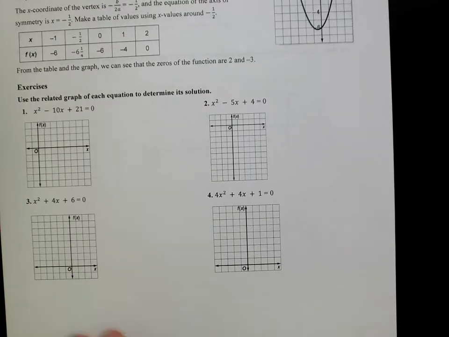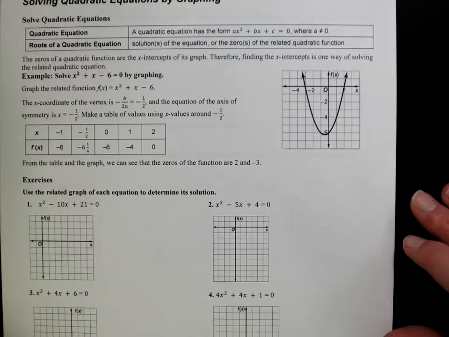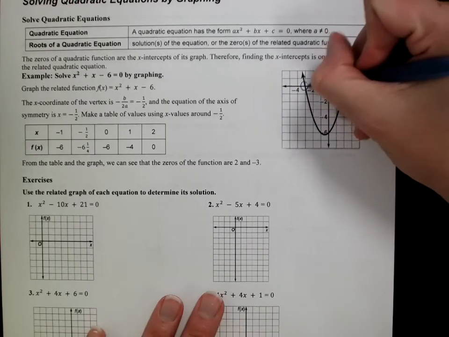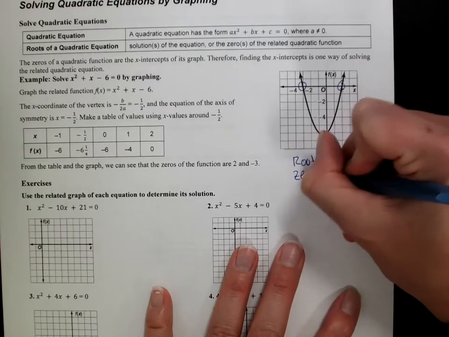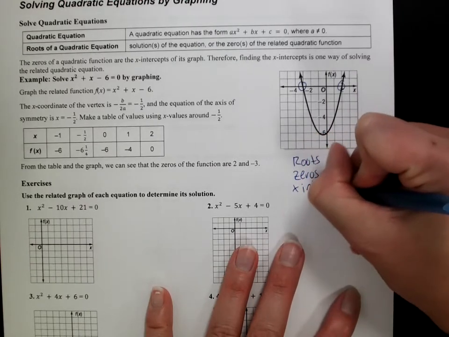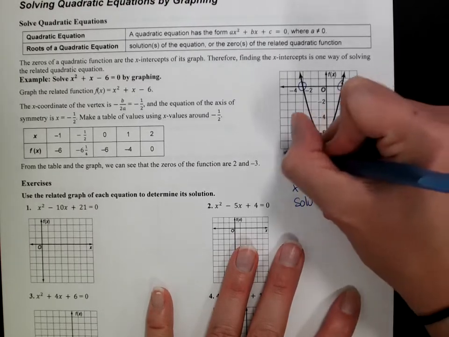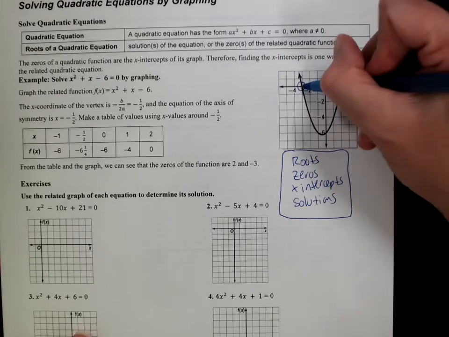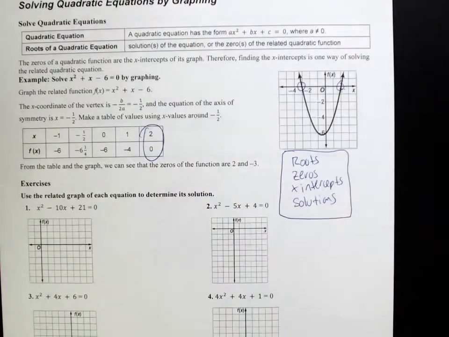Okay, for 4-2, we're looking at solving these quadratic equations by graphing. The main thing is you're going to graph it, and then if you remember, your solutions are just your x-intercepts. Remember that roots, zeros, x-intercepts, and solutions are all talking about the same points on your graph, the same thing. So you're either looking for where the graph crosses the x-axis, or you're looking for where y equals 0.